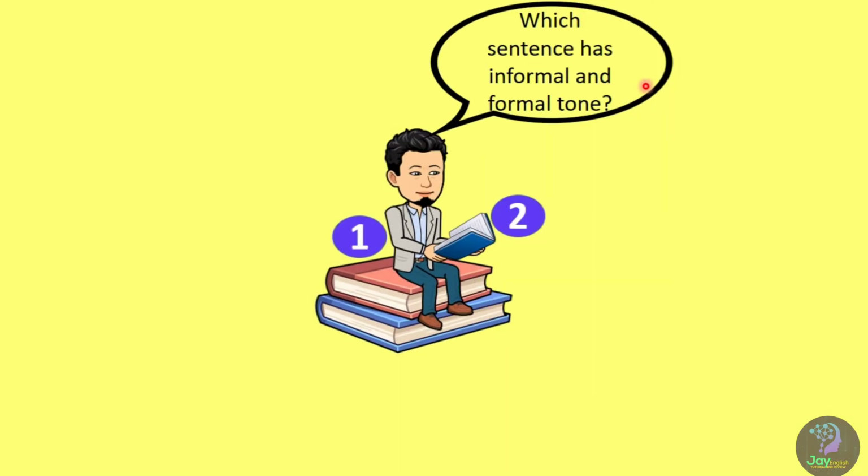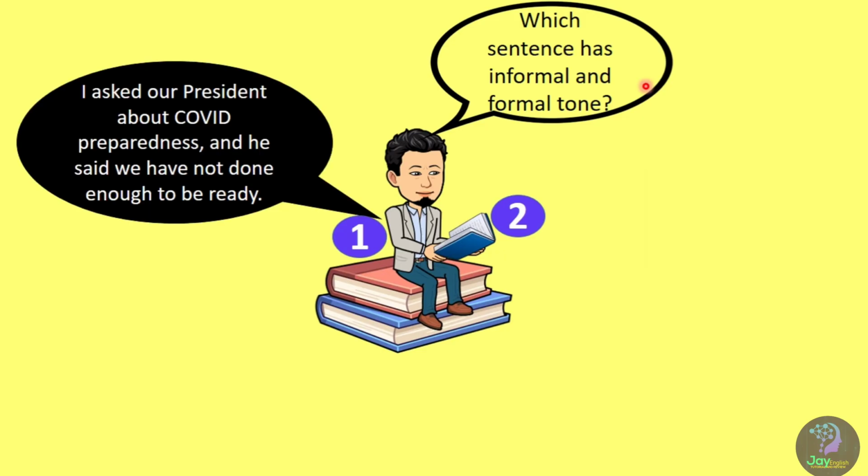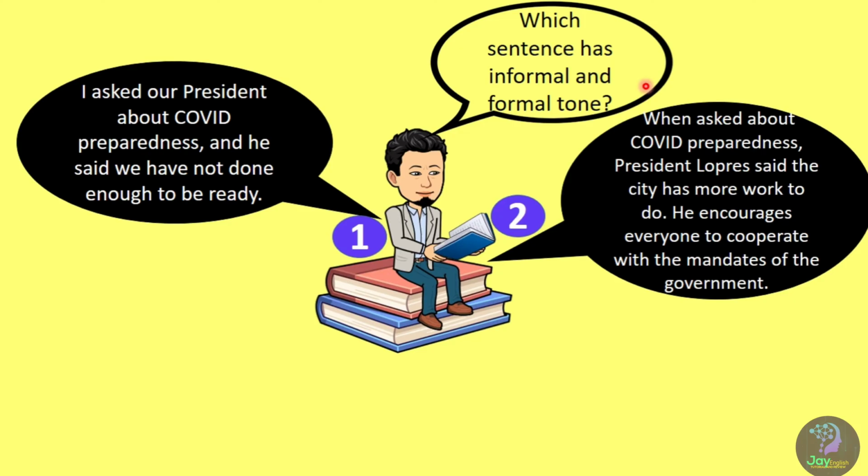Which sentence has informal and formal tone? Is it sentence 1 that says, I asked our president about COVID preparedness, and he said, we have not done enough to be ready? Or is it sentence 2? When asked about COVID preparedness, President Lopez said, the city has more work to do. He encourages everyone to cooperate with the mandates of the government. I'll give you 10 seconds.